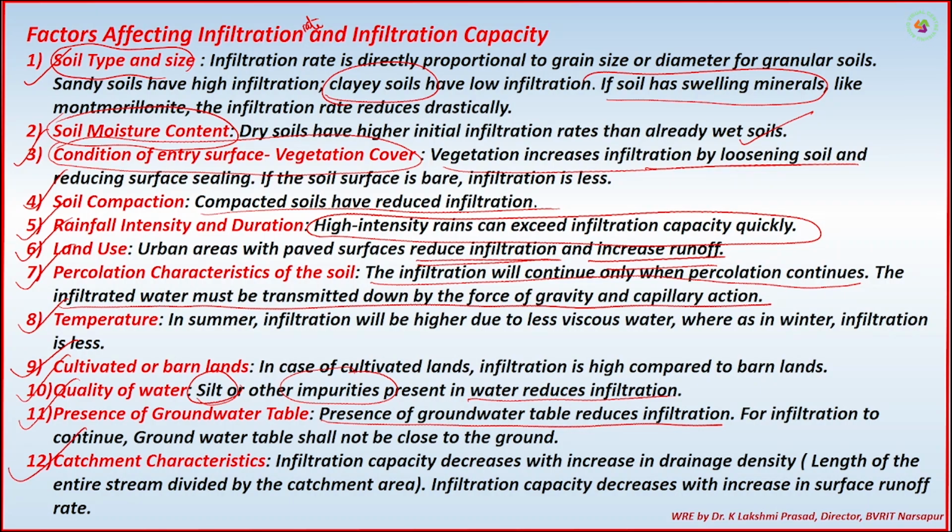Then finally, catchment characteristics. What do you mean by catchment characteristics? Infiltration capacity decreases with increase in drainage density. What do you mean by drainage density? The length of the entire stream divided by the catchment area. Catchment area means the area which is contributing water to the stream. That is what we call the catchment area.